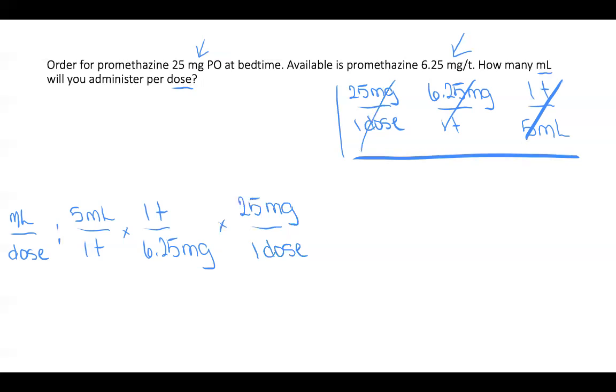So now I'm going to cancel out like units of measure and see what I'm left with. So I'm going to cancel out milligrams and teaspoons. And I am left with milliliters per dose, which matches what I'm looking for. So I can go ahead and solve my problem. Straight across multiplying, 5 times 1 times 25 is 125. 1 times 6.25 times 1 is 6.25. 125 divided by 6.25 is 20. And my units of measure are on the left-hand side of the page there, milliliters per dose.